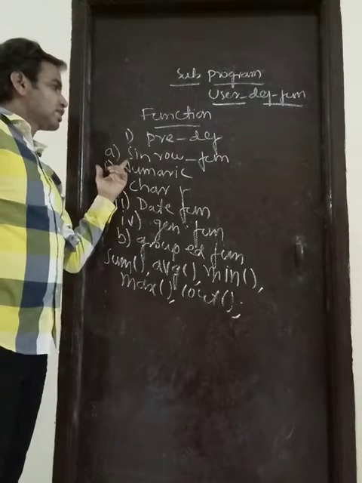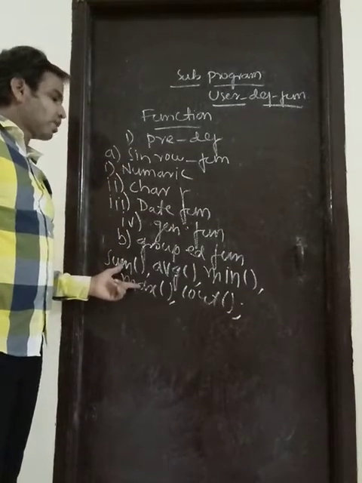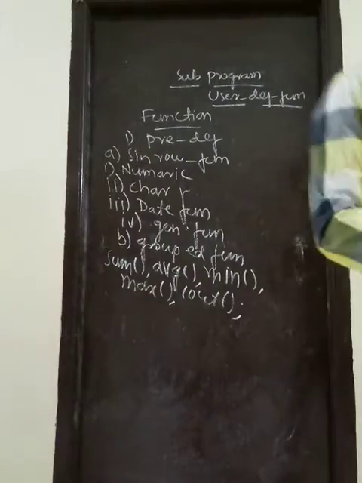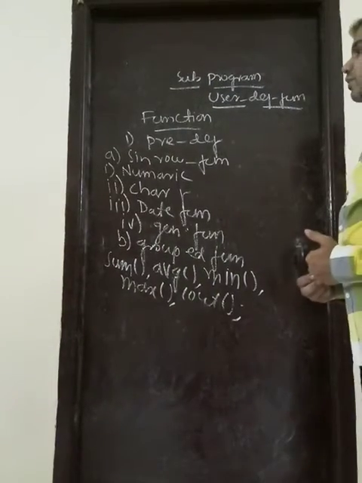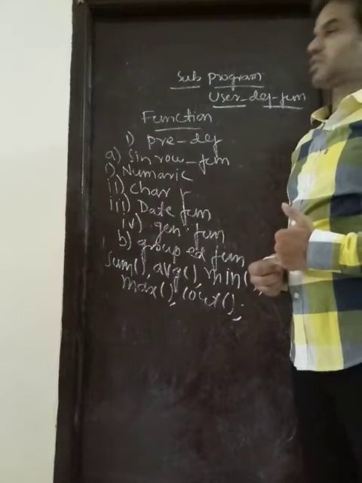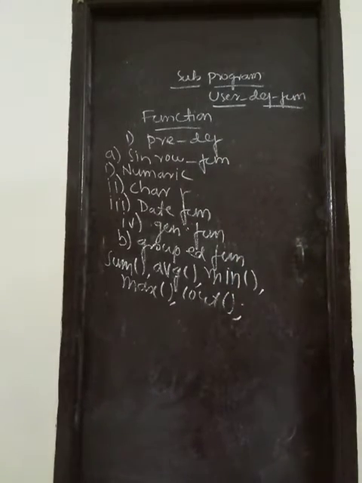Once again, a single row function operates on one row of a table. A grouped function operates on multiple rows of a table. They are sum, average, minimum, maximum, count. And this content we already discussed. So now we will focus on user-defined functions. Okay, these are all predefined functions. Now we will focus on user-defined functions.